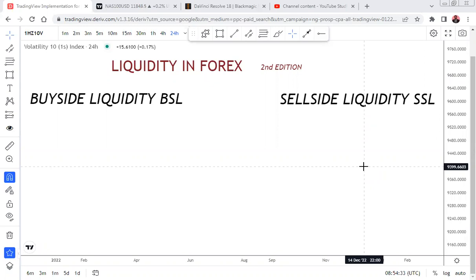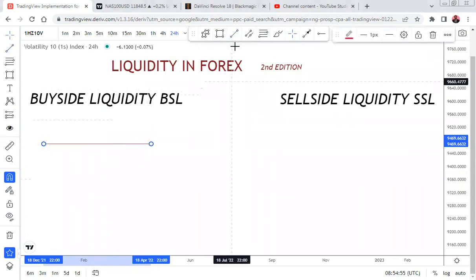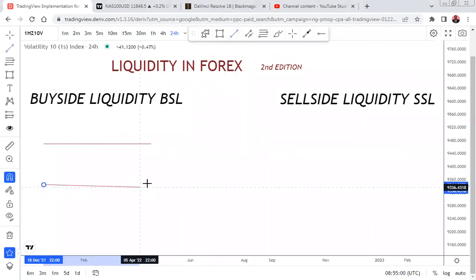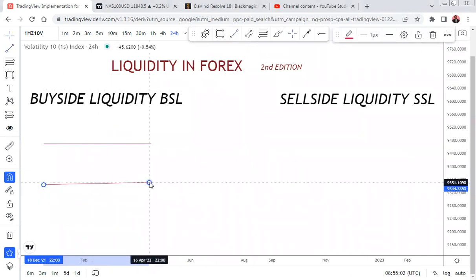In the first edition, I explained the meaning of liquidity in Forex and how smart money accumulates orders to induce retail traders, run their stops, and then move price their way. I also explained the first two types of liquidity, which are liquidity built around support and resistance, talk about equal highs, equal lows, and stuff like that. I refer to that in that video as static liquidity.